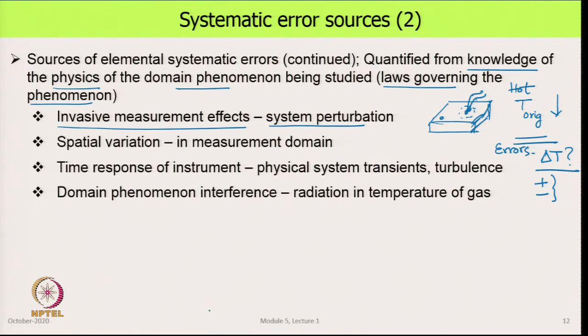Anytime there is an invasive measurement, this is an issue. We have to worry about it. The second point I will put here is spatial variation in the measuring domain. For instance, we have a duct. So, these are the two walls of a duct, a plane duct which is something like this.